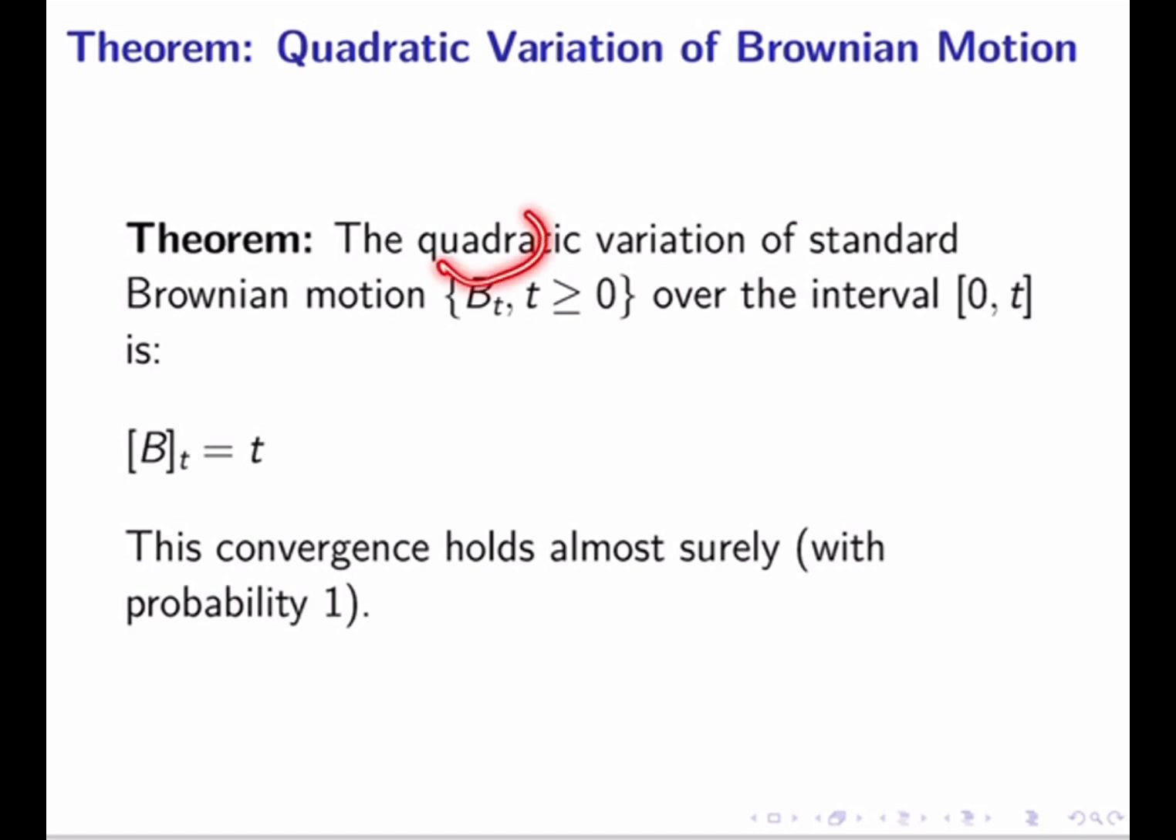Our main theorem states that the quadratic variation of a standard Brownian motion over an interval, let's say from 0 to t, equals the length of it, t. This is a remarkable property that distinguishes Brownian motion from deterministic processes. For smooth functions, the quadratic variation would be 0, but for Brownian motion, it equals time itself. This convergence is not just in probability, it holds almost surely.